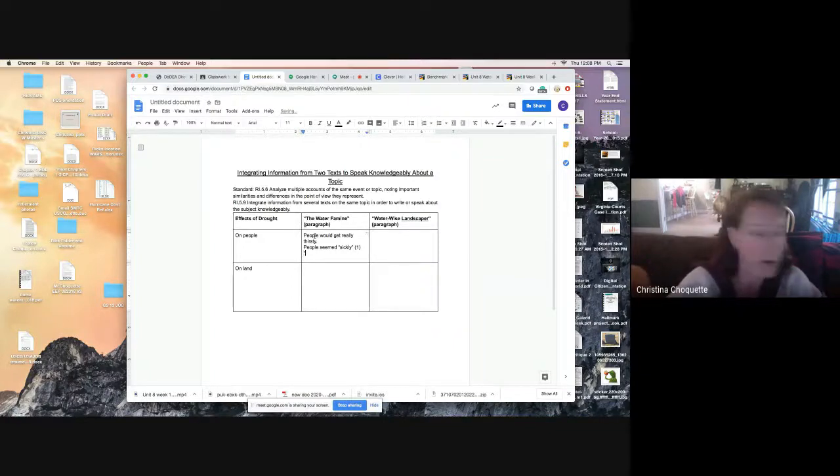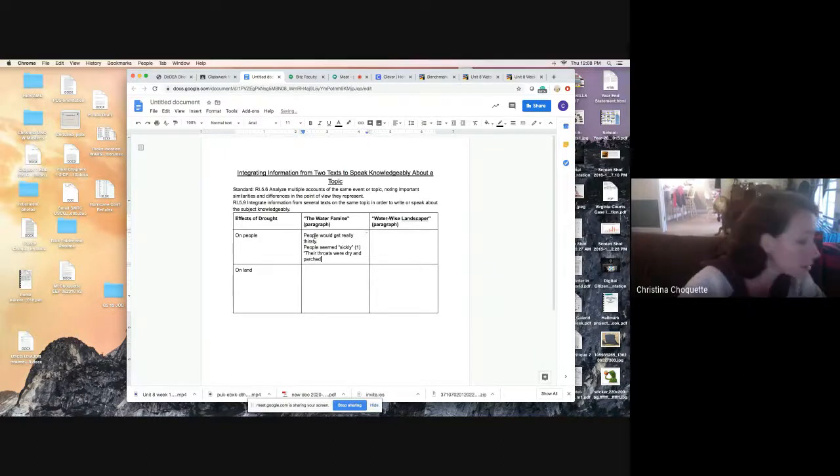So that is a quote that I'm going to use. Their throats, I'm getting it from a book. I'm looking at my text over here. Their throats were dry and parched.